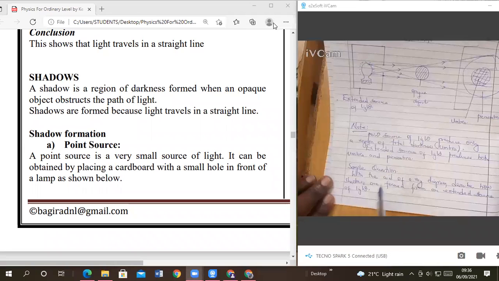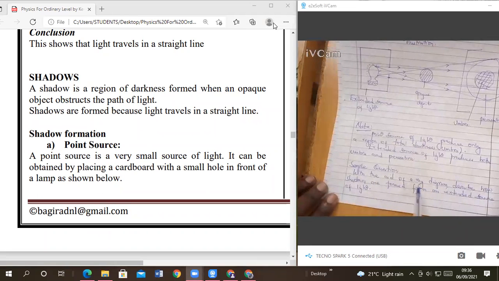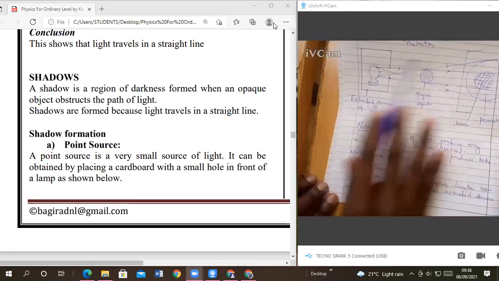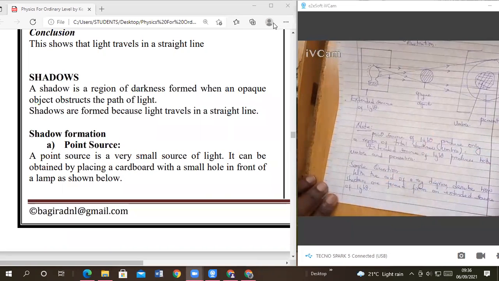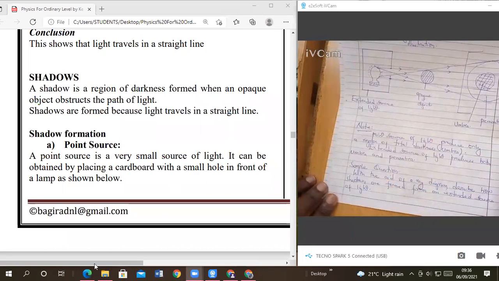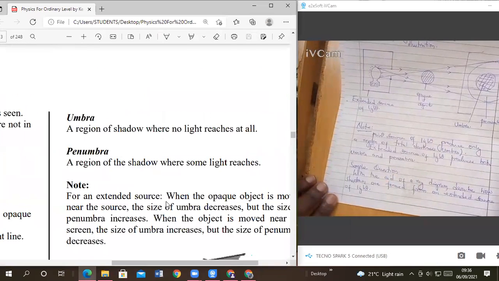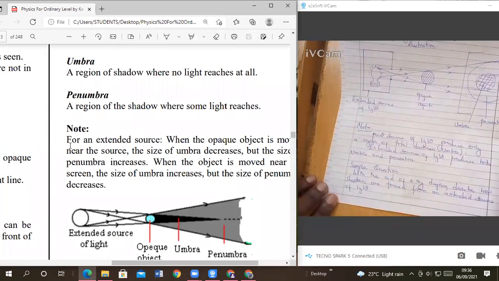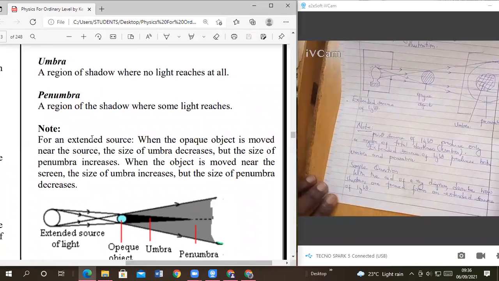We said for an extended source of light, remember, with the help of a ray diagram, you first draw the ray diagram, which is here. Or you can start by defining an extended source of light. You can see it from the side of the notes. We said for an extended source, when the opaque object is moved near the source, the size of the umbra decreases, but the size of the penumbra increases.